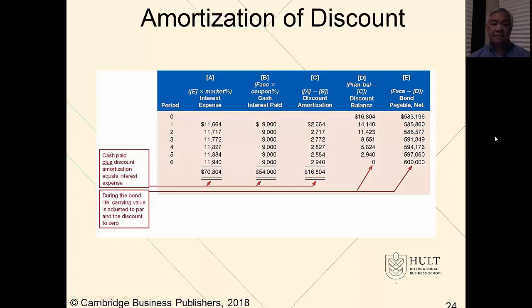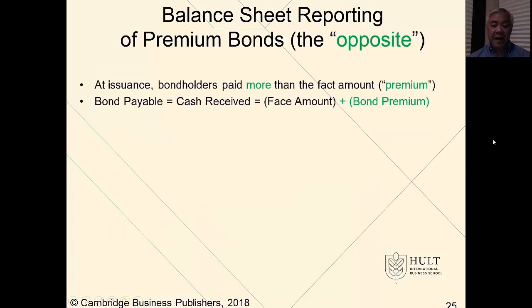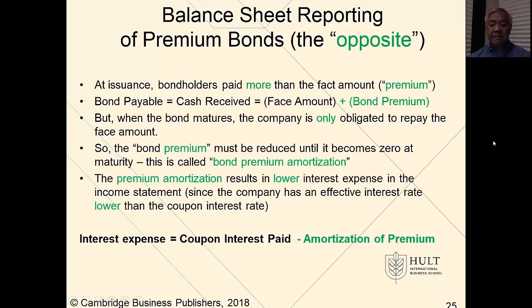That is a discount bond. We can do the opposite. The opposite is the premium bond. I put in green here the words that flip from red for discount to green for premium. At issuance, the bondholders paid more than the face amount, so that's a premium.